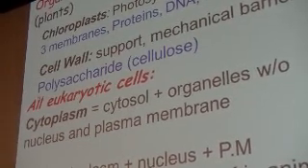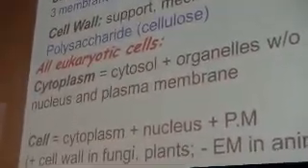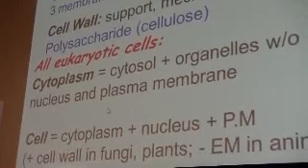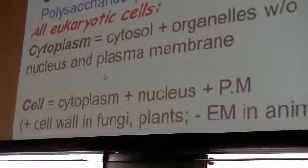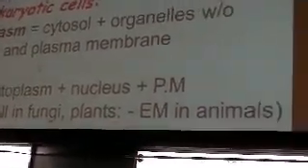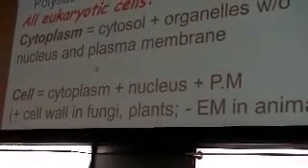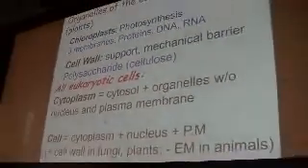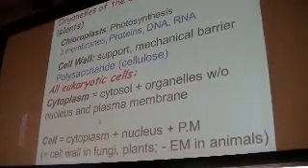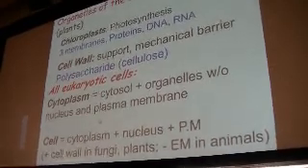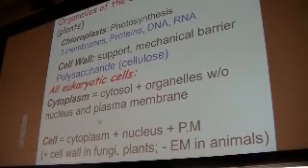Cellulose is composed of glucose, glucose, glucose, a polymer of glucose. All eukaryotic cells have a cytoplasm, which is the cytosol and the organelles. Then we can add it all together: the cell is the cytoplasm, the nucleus and the plasma membrane. And if you're a fungal cell or a plant cell, then you add in the cell wall. That's a summary of the structure of the eukaryotic cell. We will look in much more detail later at the mitochondria, the chloroplasts, and especially the ER and the secretory pathway.